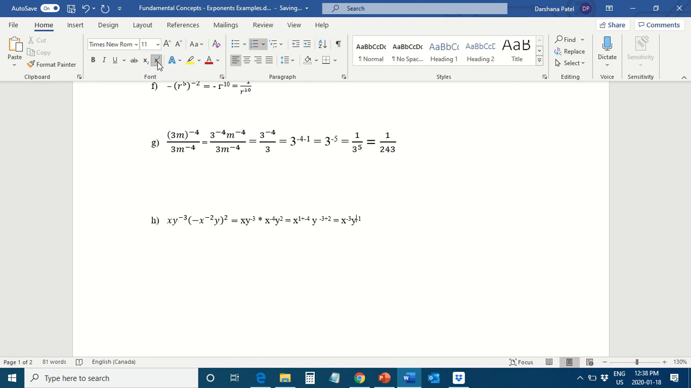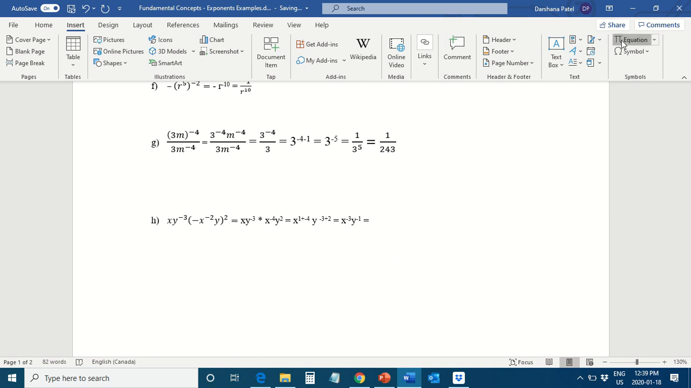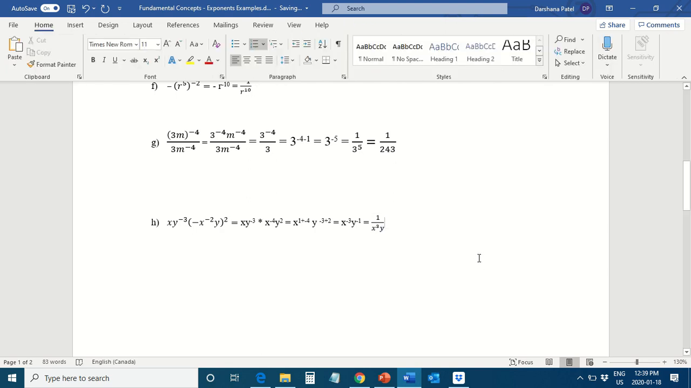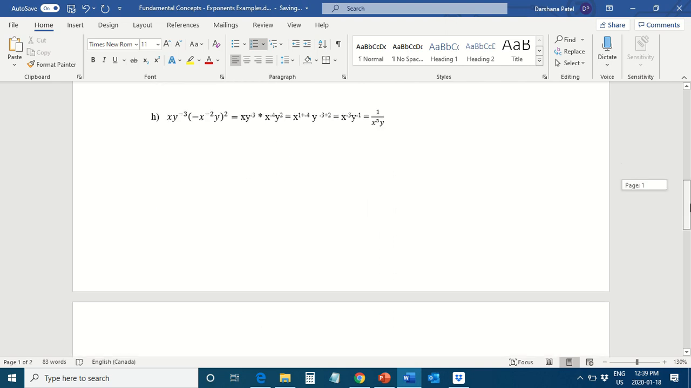Simplifying this further, again, our final answer cannot have negative exponents. So simplifying this further, we can write our final answer like this. We can say it will be basically 1 over x to the positive 3, y to the positive 1. Because x and y both have negative exponents, we will bring both of them down to make them positive exponents. If for some reason, let's say we had x to the power of positive 3, then x to the power of positive 3 would have stayed in the numerator. Only y to the negative 1 would have come down.